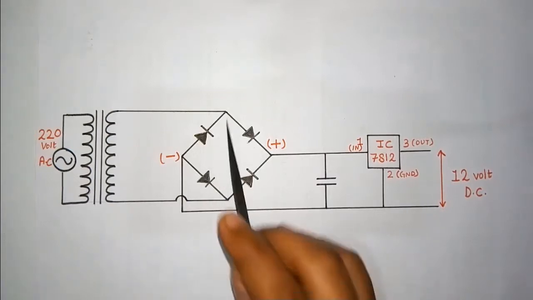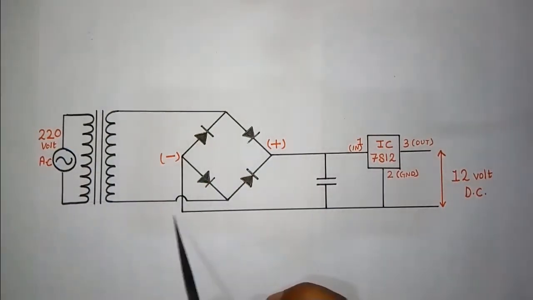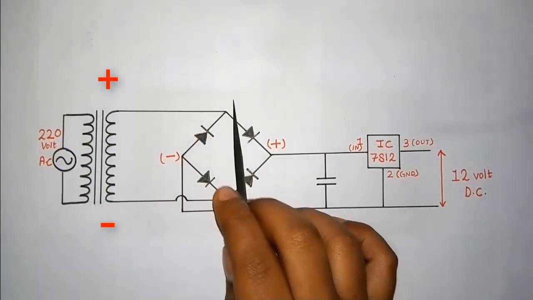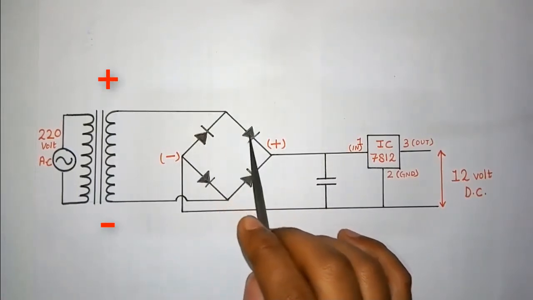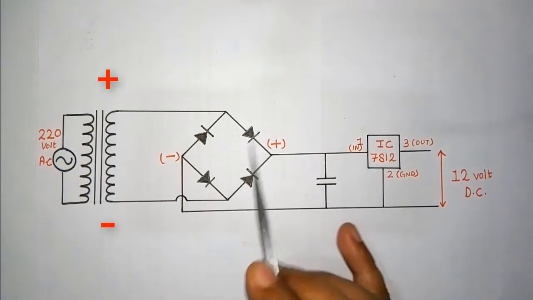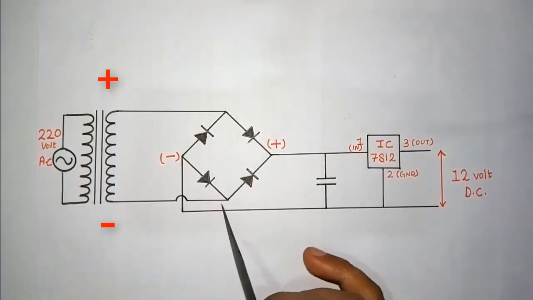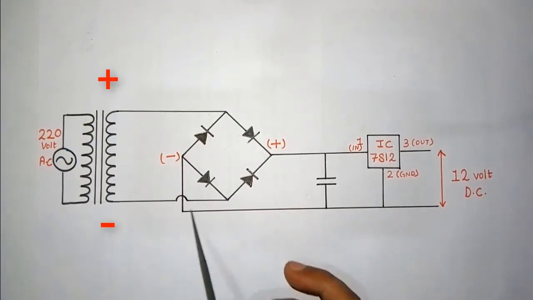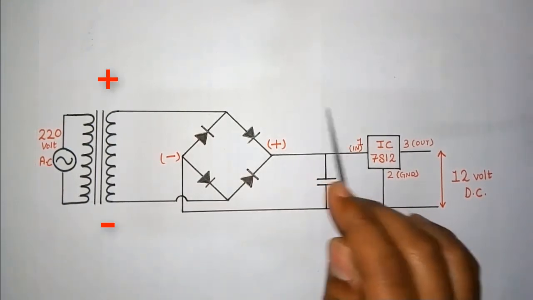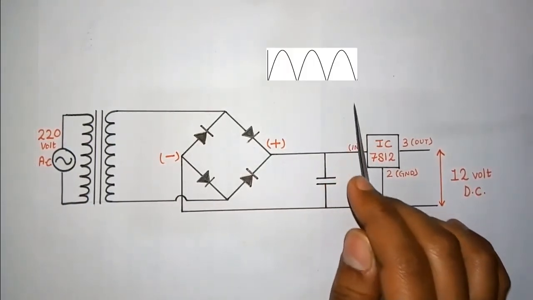Now if the positive is upside and negative is down, it will work in the same way. Reverse for positive, forward for positive. Reverse for negative, forward for negative. We will be getting a pulsating DC after this.